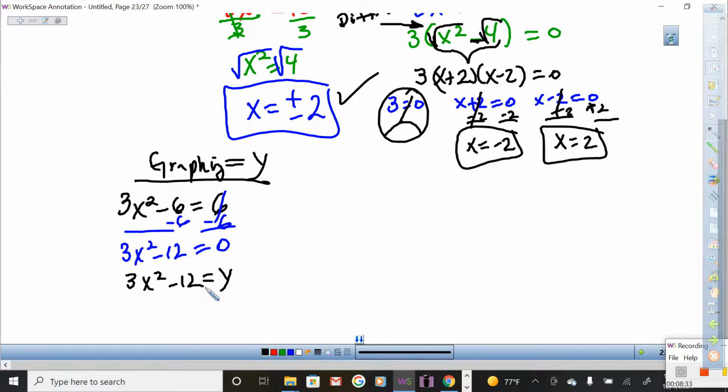Mr. Q, why do we need it equal to y? Because we need to make a table for x and y. The other way, you didn't have a y. So therefore, what values do I use for x, everyone? Negative 2, negative 1, 0, 1, and 2.